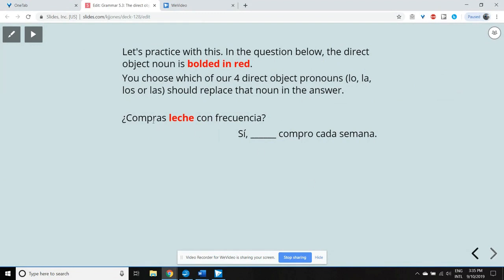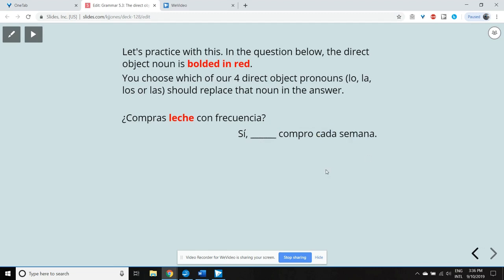So we have this sentence, compras leche con frecuencia, and we can see because it's bolded up, because I'm still helping you, that our direct object noun is leche. And when we answer this question, we're going to replace leche with its direct object pronoun, and we're going to say, sí, correct direct object pronoun, and then conjugated verb, and then the rest of the sentence, okay?